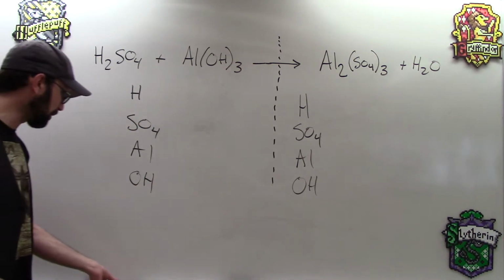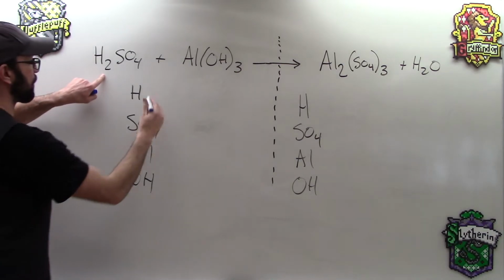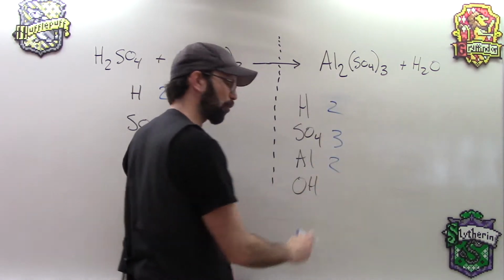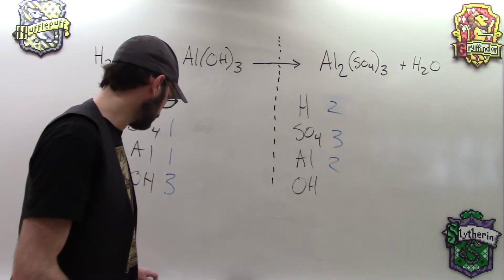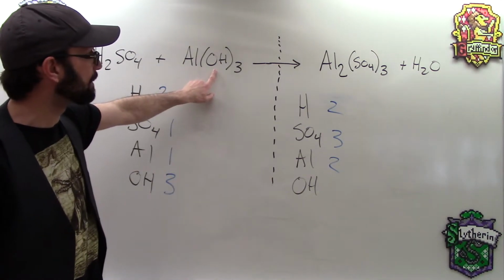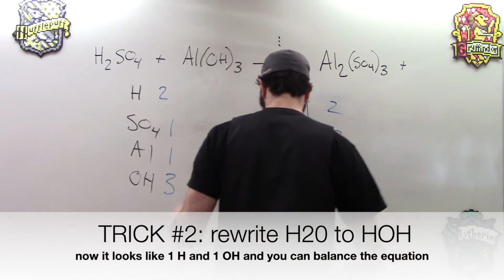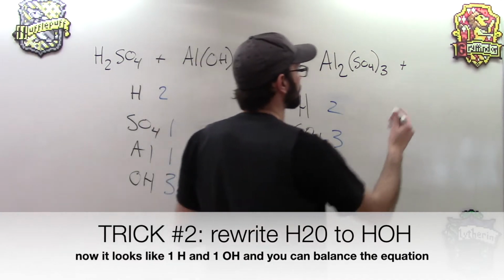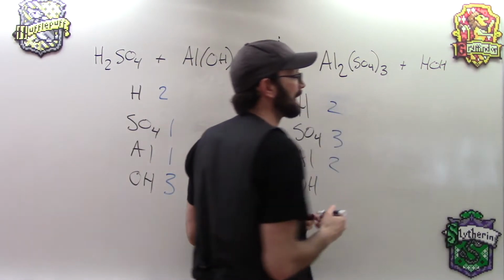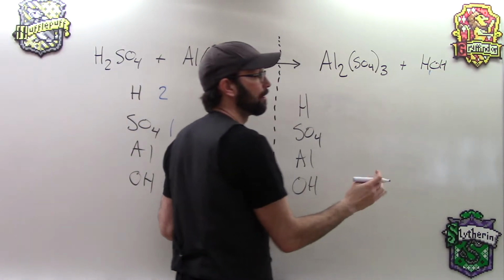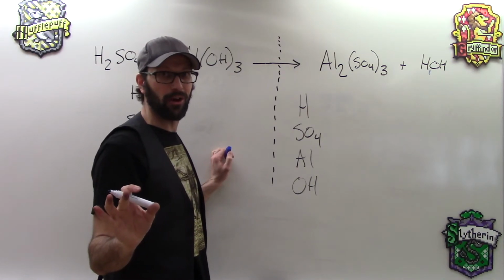Now, in order to balance equations, we first have to take an inventory of what we have. Let's just do this quick. Where is the hydroxide? Here is trick number 2. When you have hydroxide on this side and nothing over there, you can rewrite water like this. It's still going to be H2O, but I'm just going to rewrite it like this: HOH. It's a great trick.